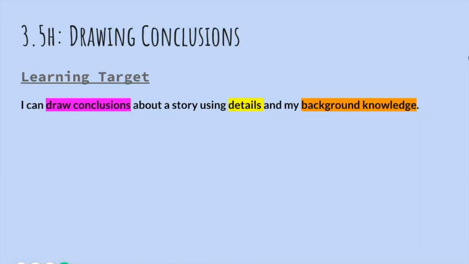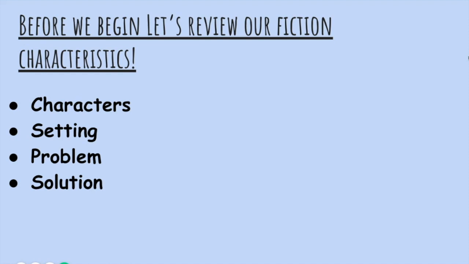Our I can statement is: I can draw conclusions about a story using details and my background knowledge. Before we begin, let's do a very quick review of our fiction characteristics. Below, I have listed all of the characteristics of a fiction story. The story will have characters, which are the people or animals who are important to the story, the setting, which is where the story takes place, the problem, which is an issue or conflict that the characters are facing, and then the solution is how the characters solve that problem.